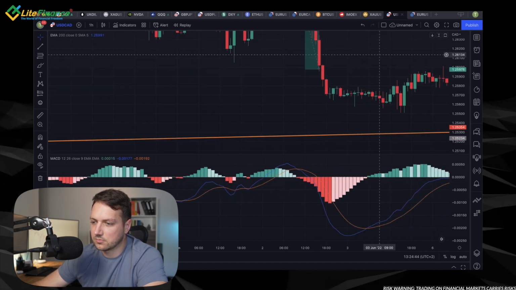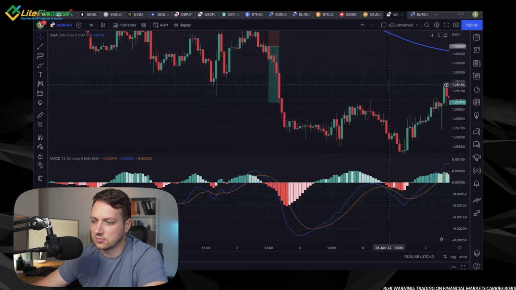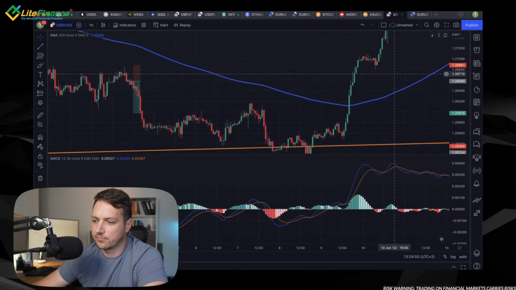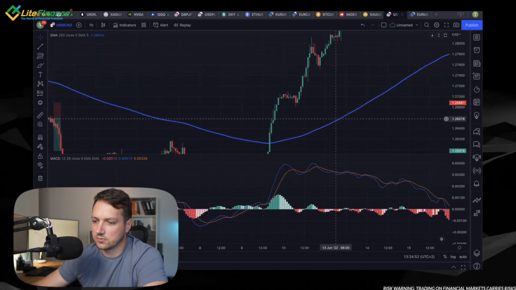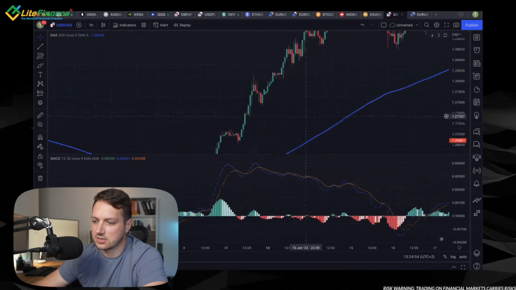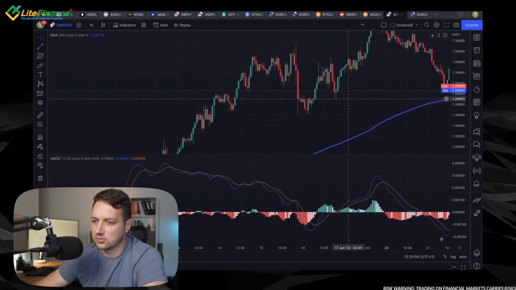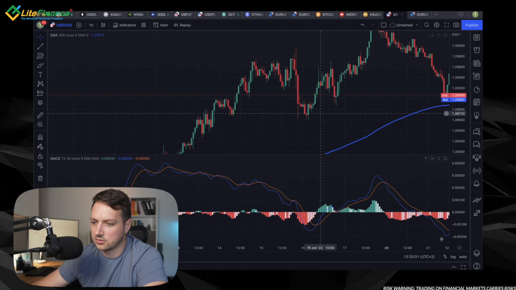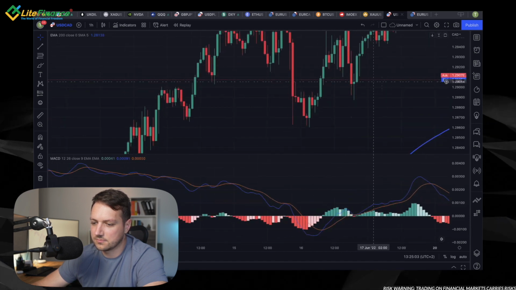So now let's take a look at a long trade example. We need to look for an uptrend, which is over here. We crossed the moving average line, and right now we are looking for an entry into a long trade, and it happened over here. So let's zoom in.